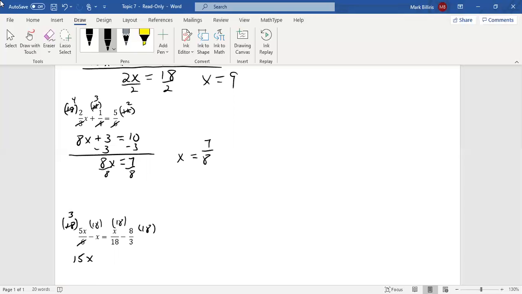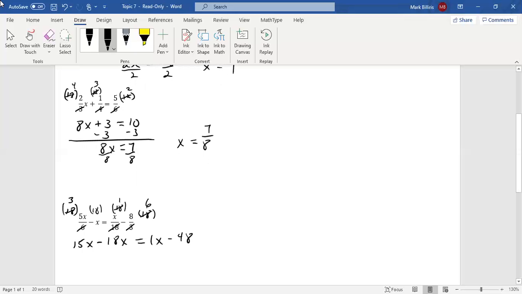There's nothing to reduce with the x, so I simply multiply negative 18 times x, which gives me negative 18x, equals, for the next term, the 18's reduce, giving me 1 times x, which is 1x. And then the last, 3 divides into 18 6 times, and negative 8 times 6 is negative 48. So we want to isolate after we combine like terms. On the left-hand side, we're going to combine 15x minus 18x, which is negative 3x. There's nothing to combine on the right-hand side.